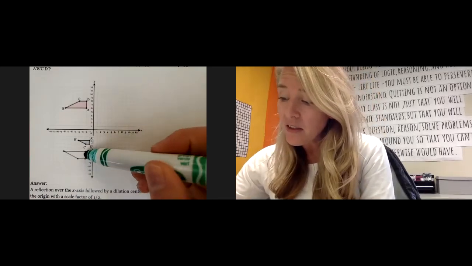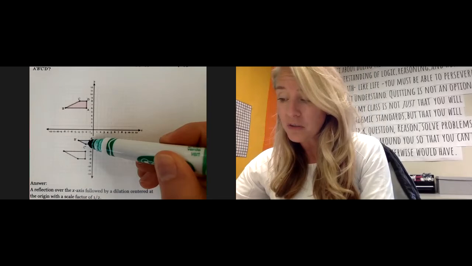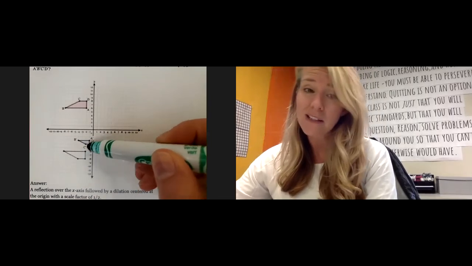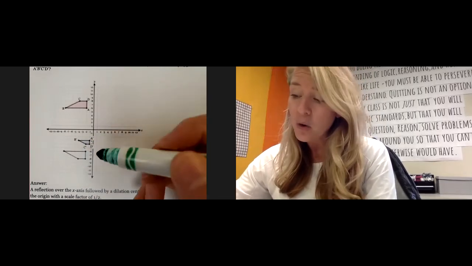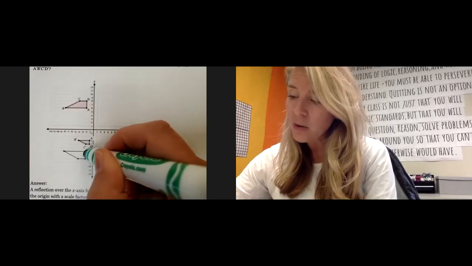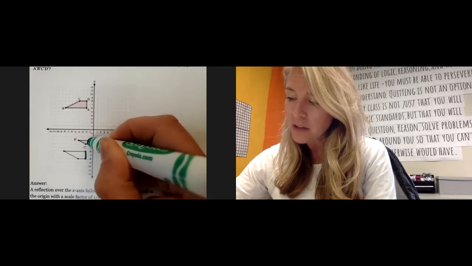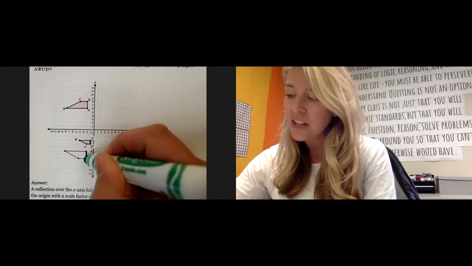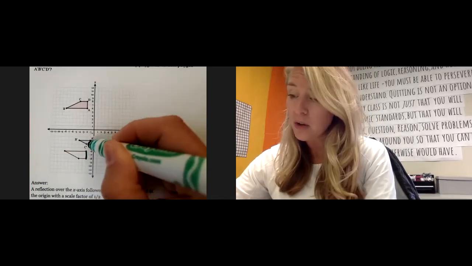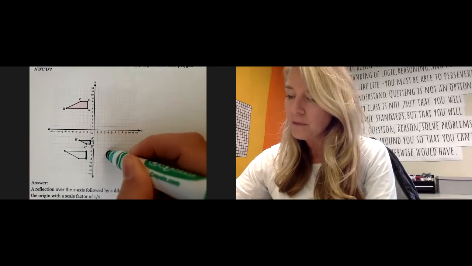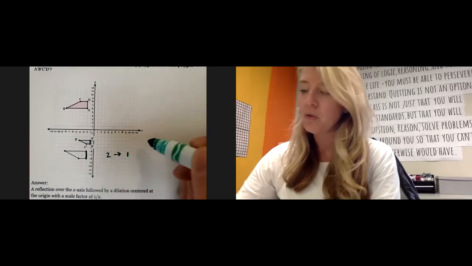And then from here, you would do a dilation, right? So we're reducing. It should be a number less than 1 since we're getting smaller. A quick trick to do that is to look at corresponding sides, like this side compared to this side. The length is easy to count. It's 2 and it goes to 1. Well, what number gets me from 2 to 1?